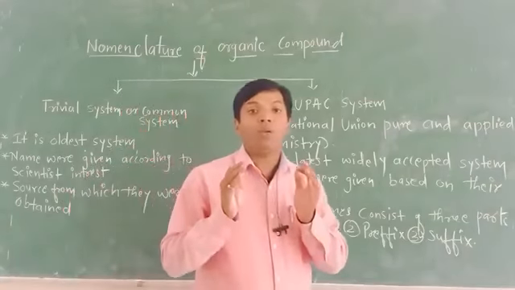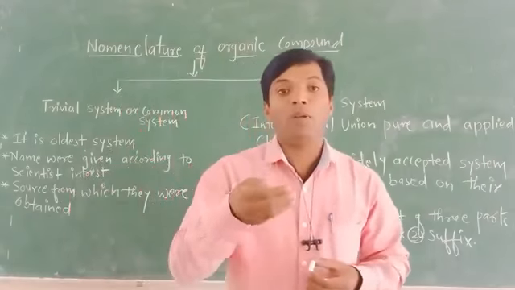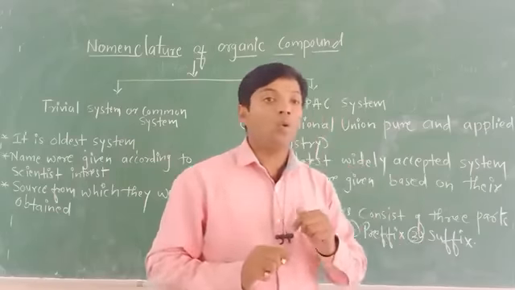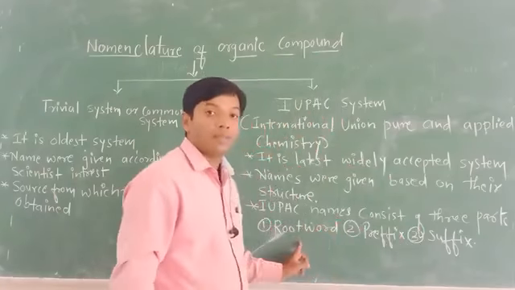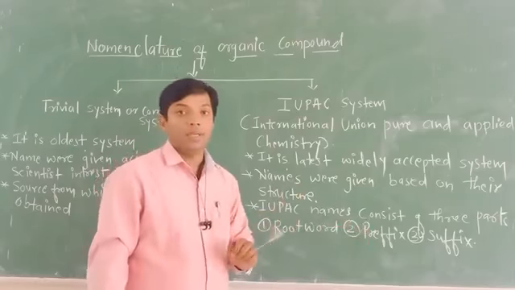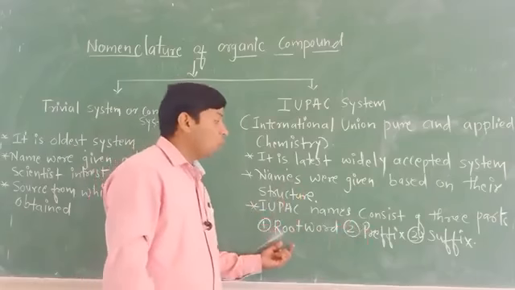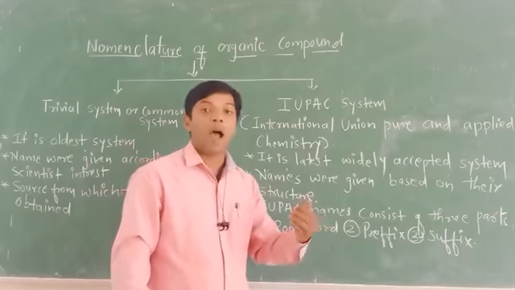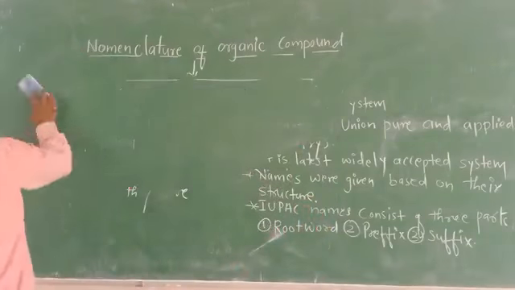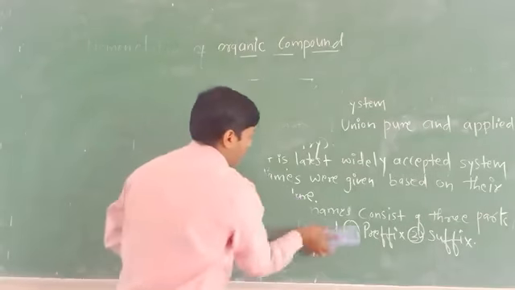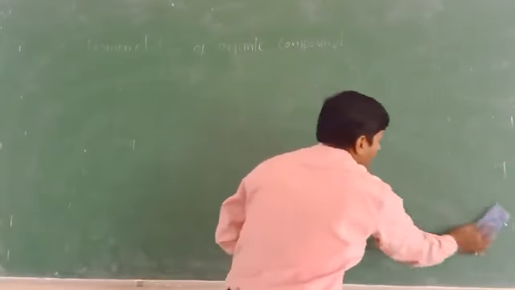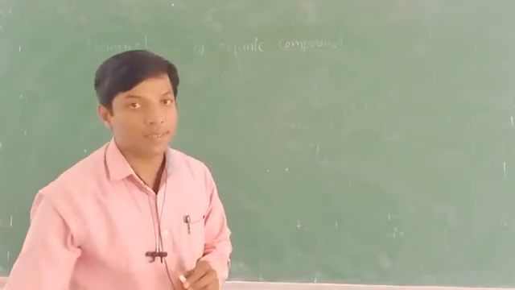Means, if you want to give the IUPAC name, suppose you prepared one of the compounds and you want to give the correct IUPAC name, then you have to follow these three distinct parts: root word, prefix, and suffix. So let's study what is the role of the root word, prefix, and suffix in the IUPAC system. Here, the root word indicates the number of carbon atoms present in the system.